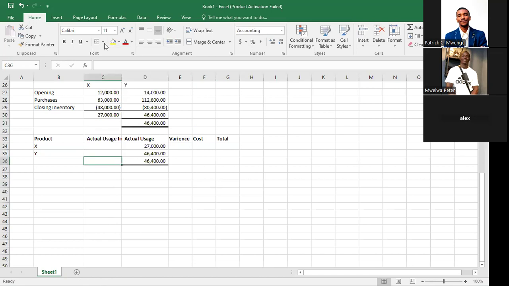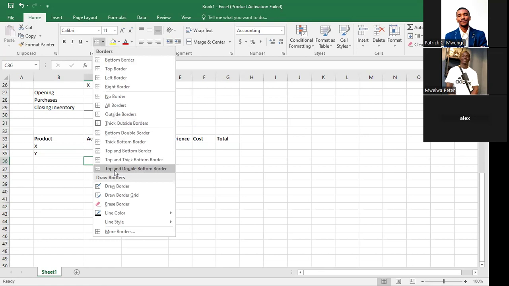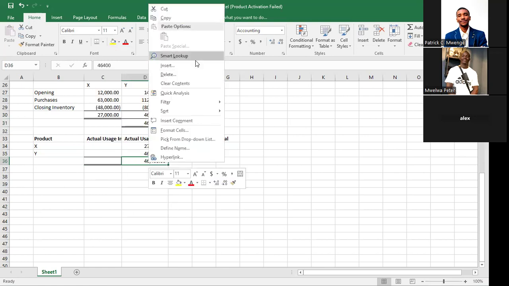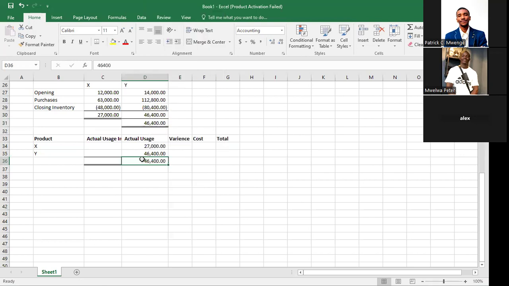So we know the actual usage in the budgeted quantity has to be the same as the actual usage, right? So we just copy and paste. And then now we start finding the actual usage in the budgeted quantity. I think I made a mistake. Just a minute. This is supposed to be not that. Because I was copying, I made a mistake. It's supposed to be this.